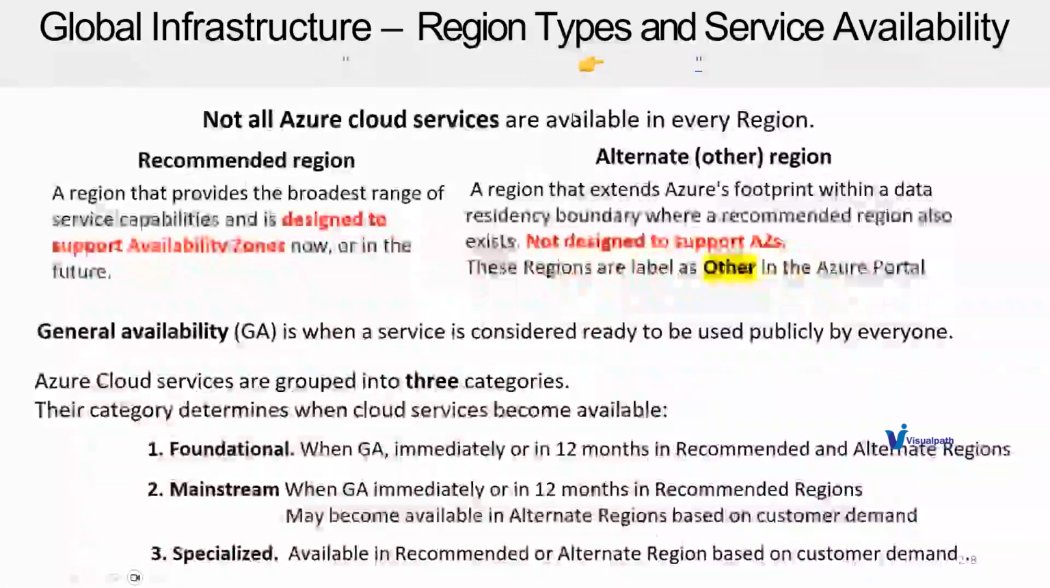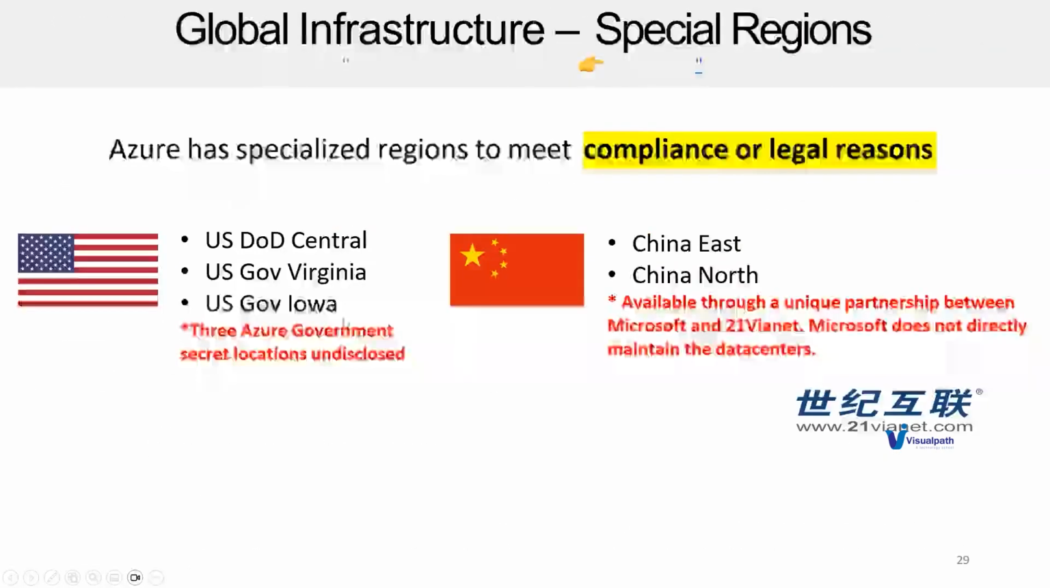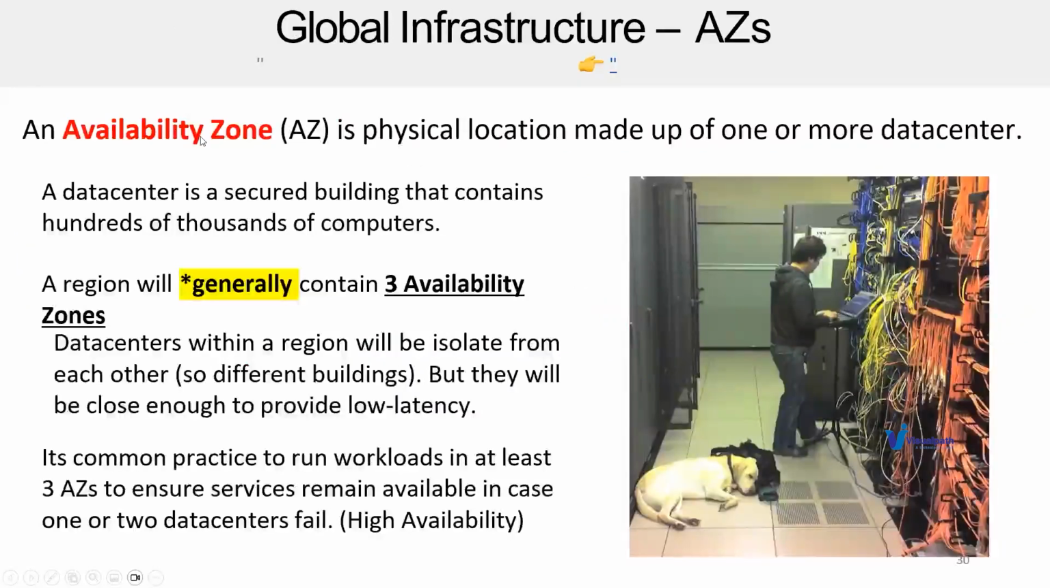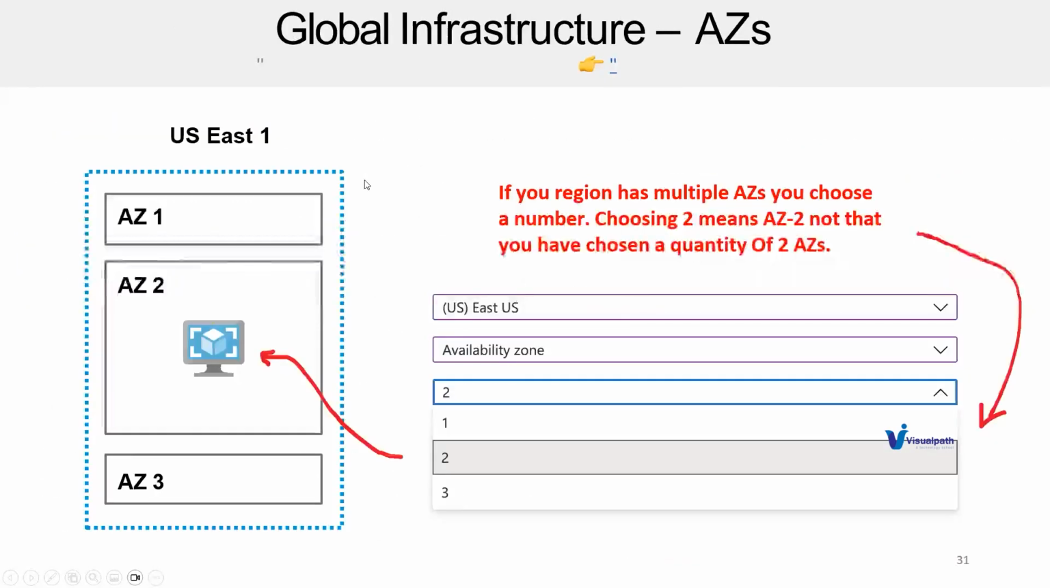Okay, then we have region types and service availability. These things we'll start talking about from tomorrow. Azure has special regions for compliance and legal needs, like the Virginia government regions. These are governmental clouds, which are secret locations that will not be disclosed. Even when you talk about China, you know well about China, right? We will not be able to maintain the data center state because it is within the China network. Now we'll talk about availability zones and data centers starting from tomorrow.